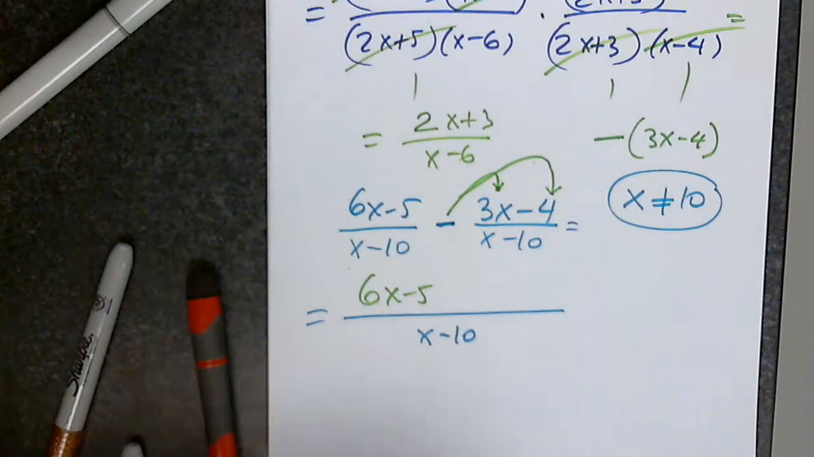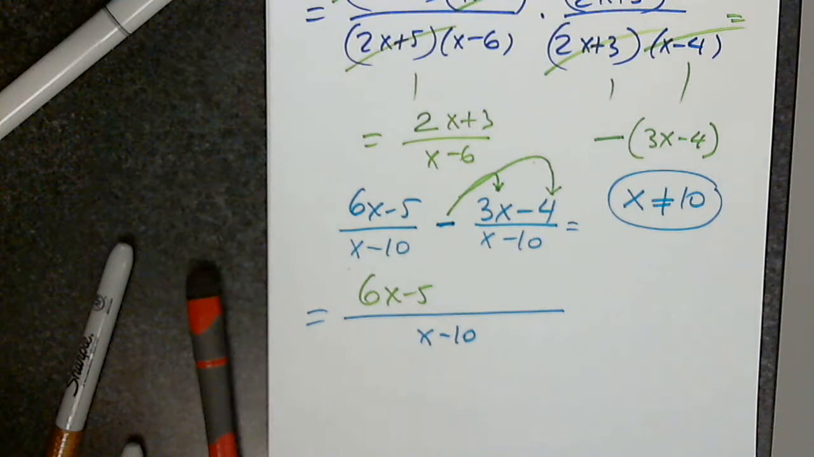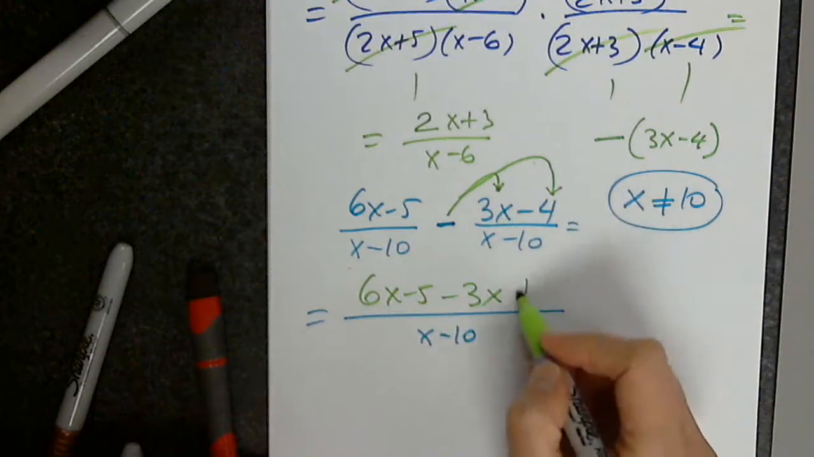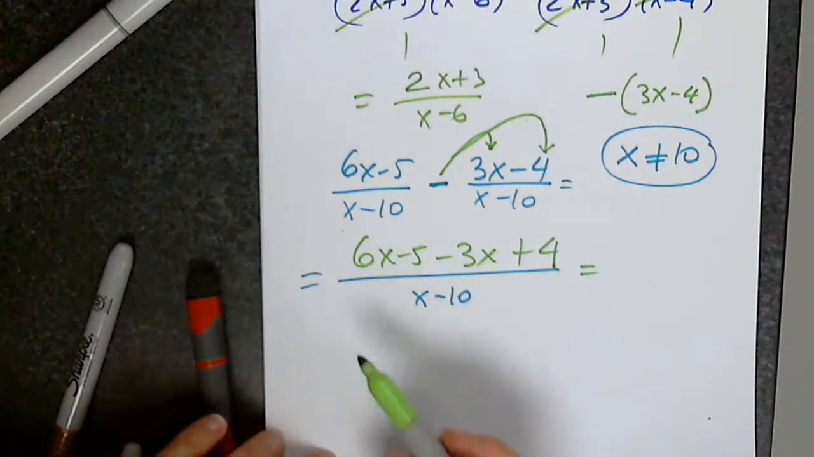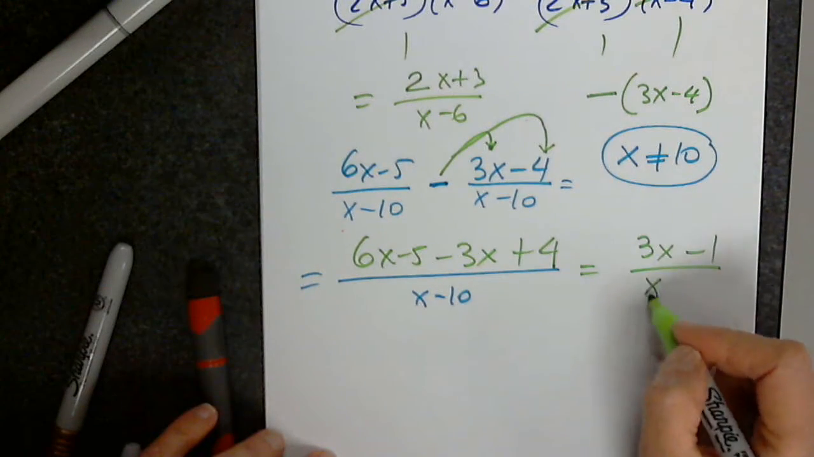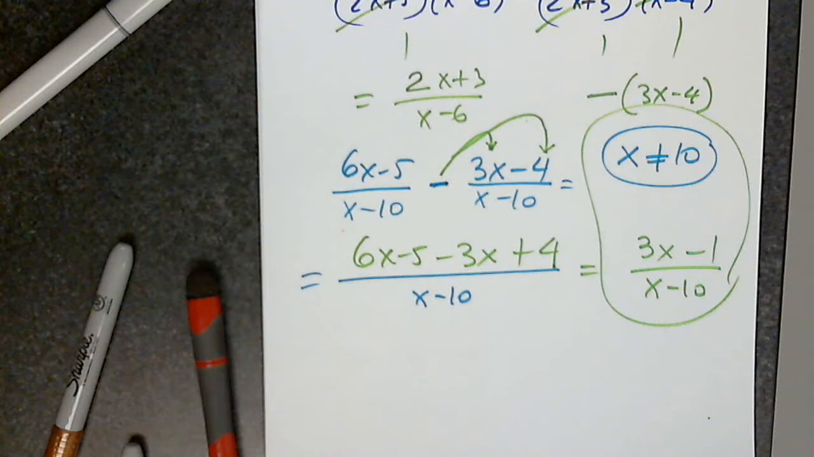And I cannot take the negative to the top and to the bottom. That would be a mistake. I can only take it to the top or the bottom. We almost always take it to the top. Okay? So then minus 3x and plus 4. Then the simplified form of the top will be 3x minus 1 divided by x minus 10, and no one can further simplify this. And this is the end.